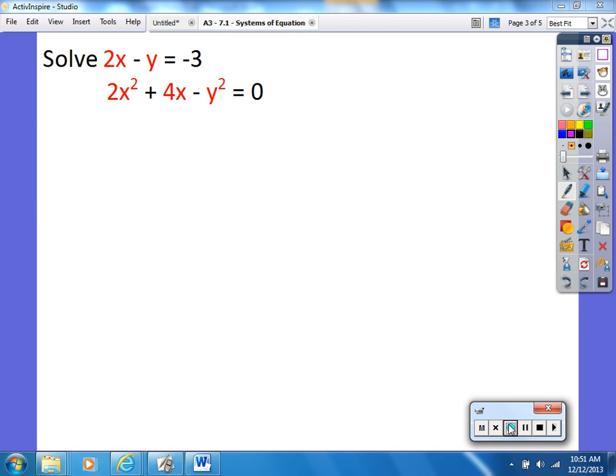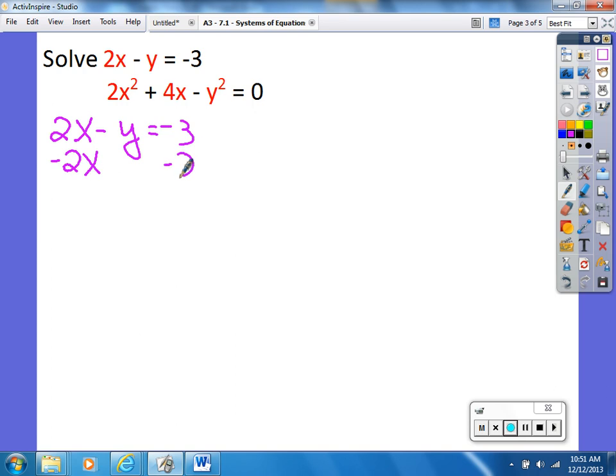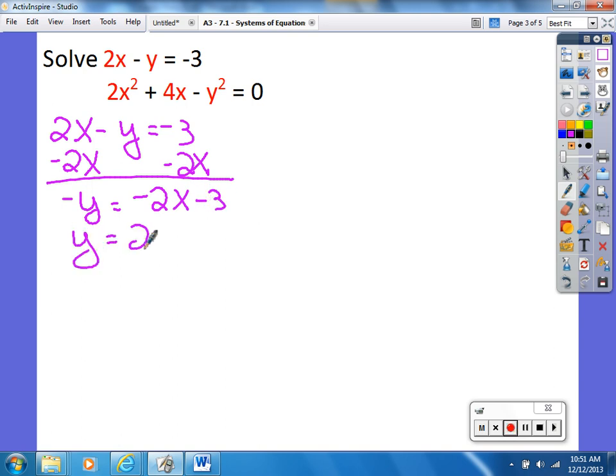So what do you guys want to do instead? Solve for y? Okay, let's do that. I'm going to solve this one right here, the easy one, for y. So I'm going to subtract 2x. So I get negative y equals negative 2x minus 3. Divide by negative 1. So now I have y completely by itself. Okay, what can I do next? Plug, exactly. Plug this in to this y.